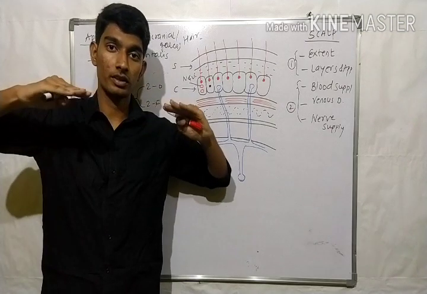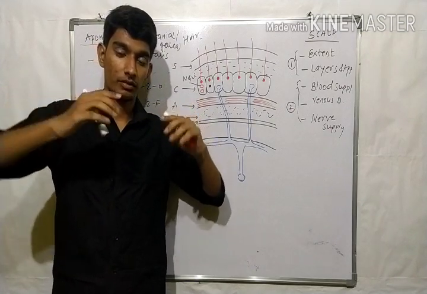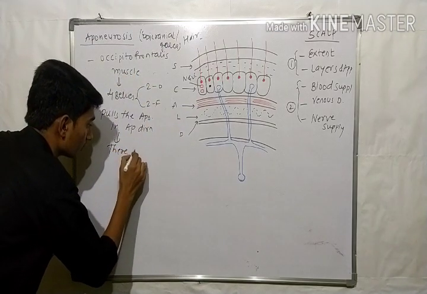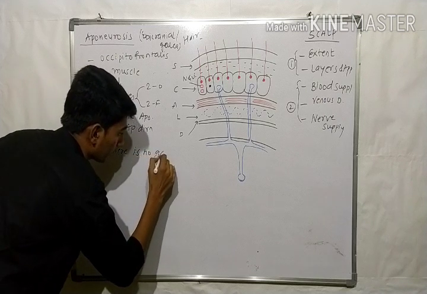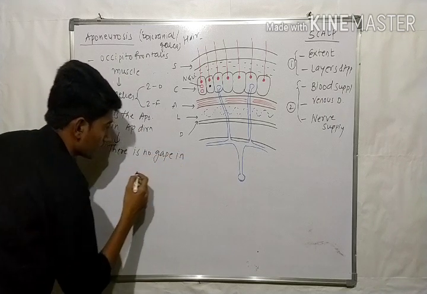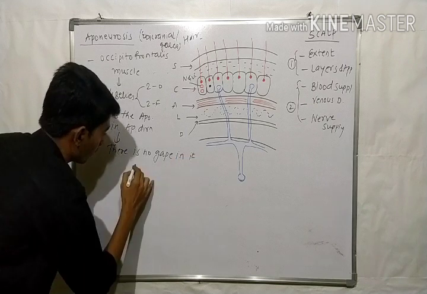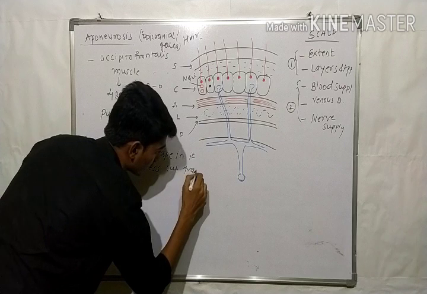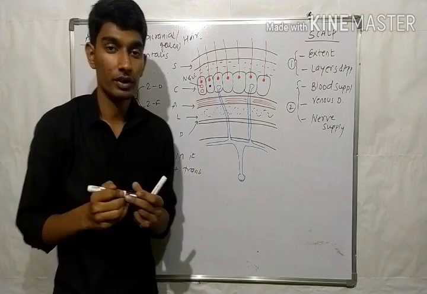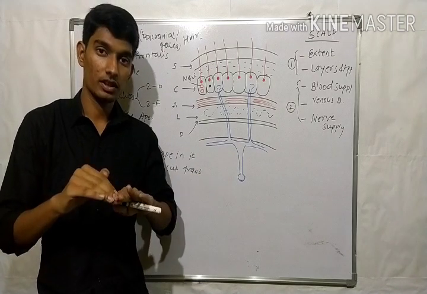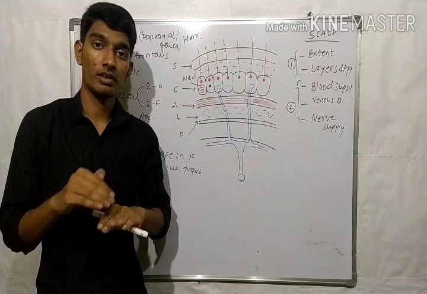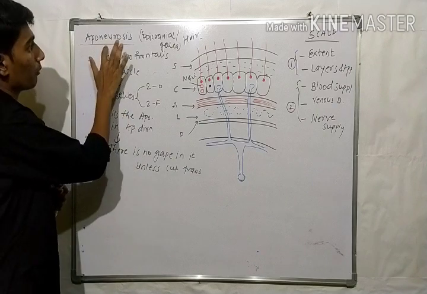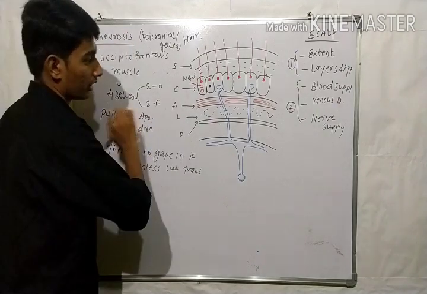Therefore, it will remain stretched. Therefore, there is no gap in the aponeurosis, unless cut transversely. So when we cut the aponeurosis transversely, then and only then it will gap, otherwise it will not. Okay, this is about the aponeurosis, that is the third layer.